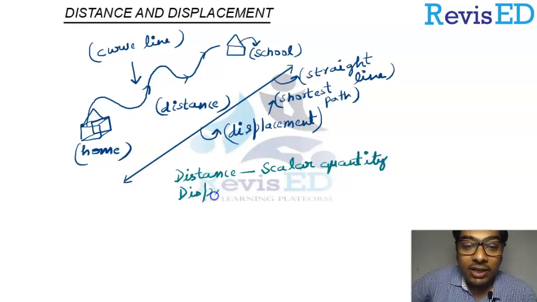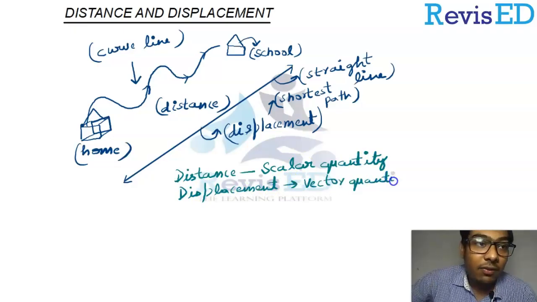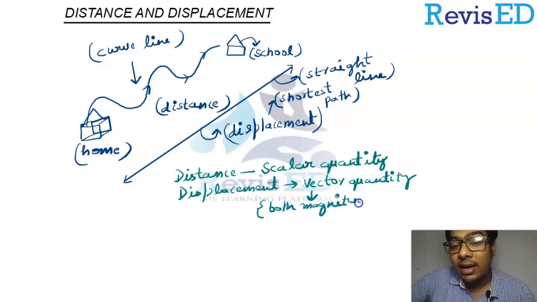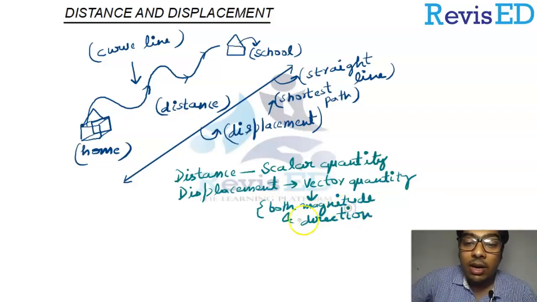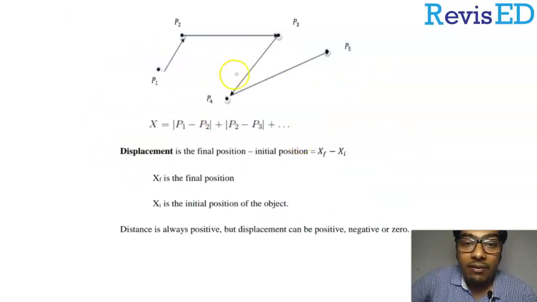And let us write about the displacement as well. Displacement is a vector quantity. What are the properties of a vector quantity? We have already studied that a vector quantity has both magnitude and direction. But scalar quantities such as distance have only magnitude, they don't have any direction. So we have understood this.